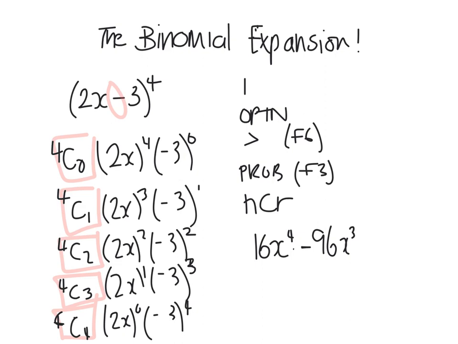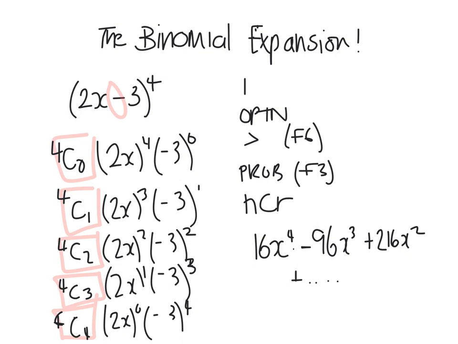Then we've got our 4 choose 2, which is 6, timesing that by 4, which is the 2x squared, and then timesing that by the 9, which is minus 3 squared, and that gives us plus 216x squared. And we'd keep going on.